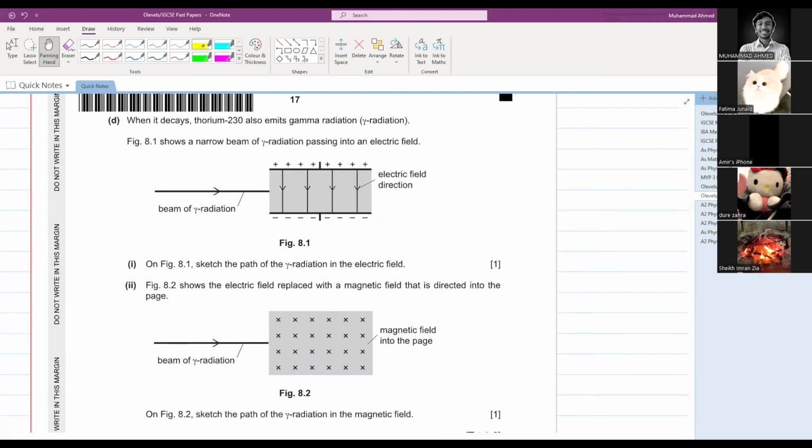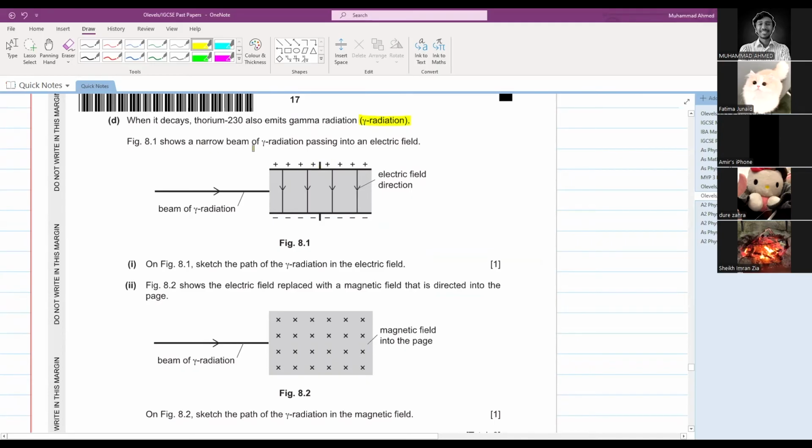Okay, let's see this. When it decays, let me see. What if we don't write in a standard form? No problem about that. You can write it without a standard form as well. The examiner will still give you marks. When it decays, thorium 230 also emits gamma radiations.